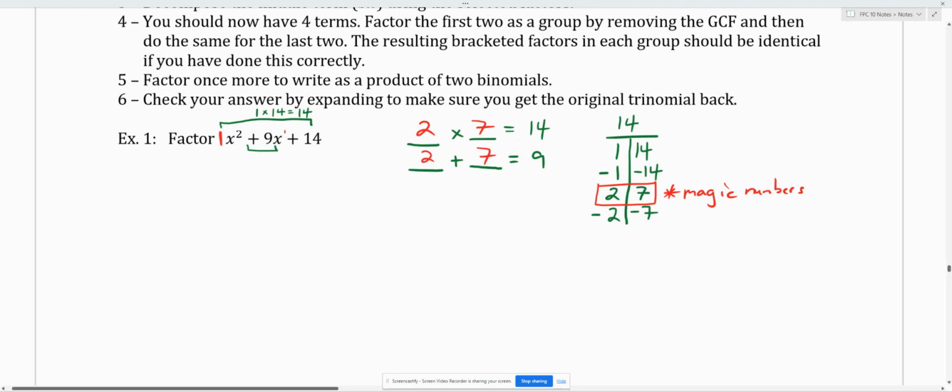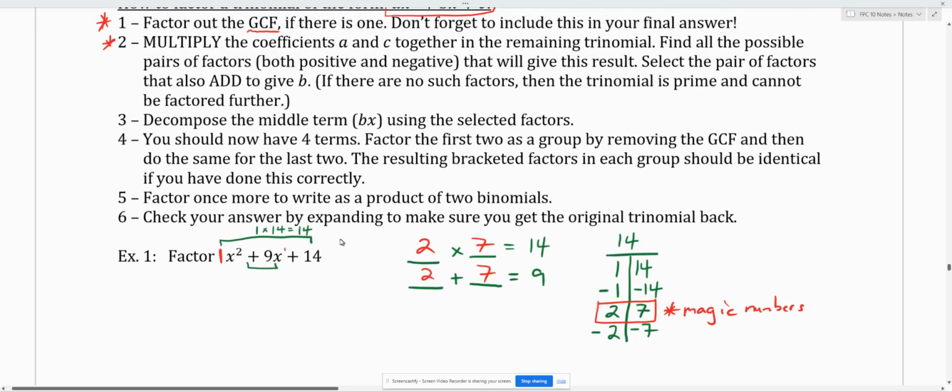Now, what we've just done is step 2. We multiplied, and we found those numbers that multiplied and added. That's what's being stated in here. I'm not going to read it all out. We're going to move on to step 3.